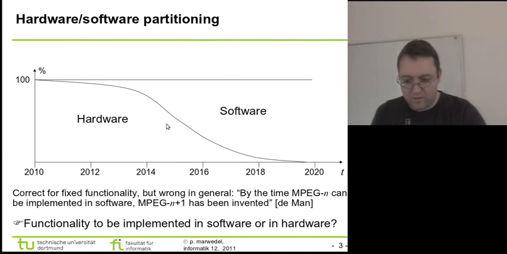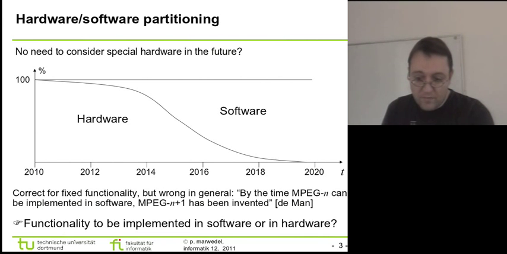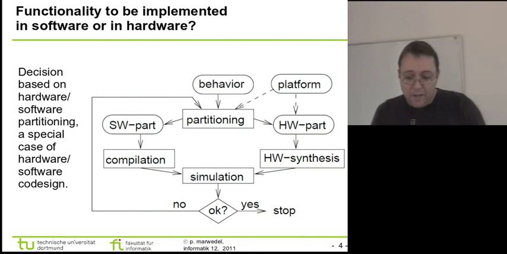So the question is, as we are right in the middle between hardware and software, which part of the functionality of a system has to be implemented in software, and which has to be implemented in hardware, in order to achieve the performance we require of such a system. So how do we decide which functionality to implement in software and which in hardware? We can make this decision based on hardware-software partitioning, which is a special case of hardware-software co-design.